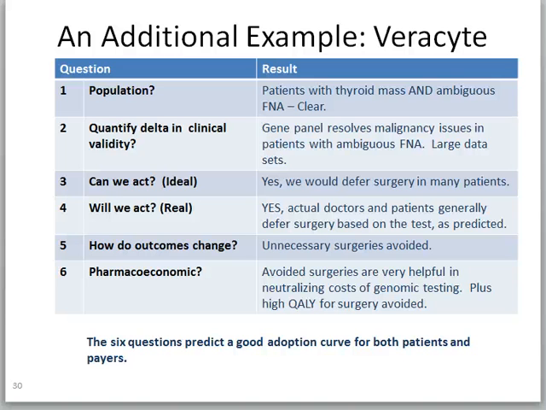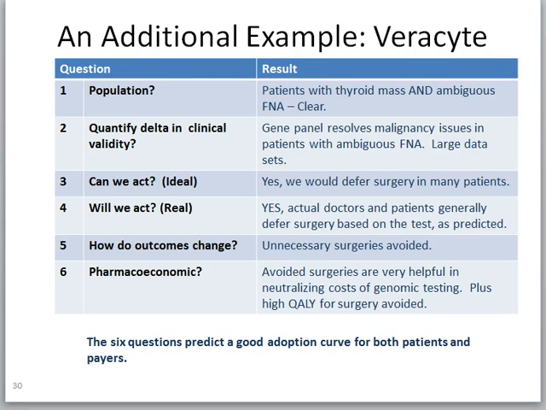Can you quantify the delta in clinical validity? Yes, the gene panel test resolves malignancy issues in patients with an ambiguous FNA a lot of the time. They're very large data sets. The whole thing's published. Can we act in the ideal world? Well, yeah, we defer surgery. If you don't have thyroid cancer, you don't need thyroid surgery. Will we act in the real world? Yes, there's data on that published. Actual doctors and real patients generally defer surgery based on this test, just as predicted.